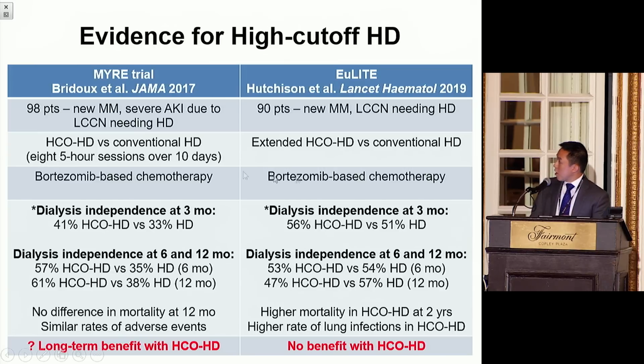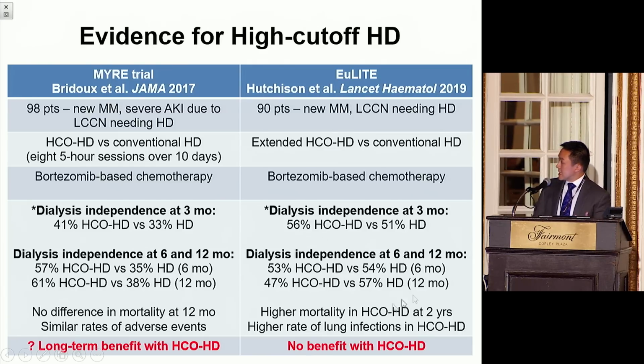The patients all received bortezomib-based chemotherapy, and the primary outcome was dialysis independence at 3 months. Both trials found that at 3 months, there was really no difference between the 2 groups. One trial found that at 6 and 12 months, as a secondary endpoint, there was a benefit seen in patients who received high cutoff dialysis versus conventional dialysis.